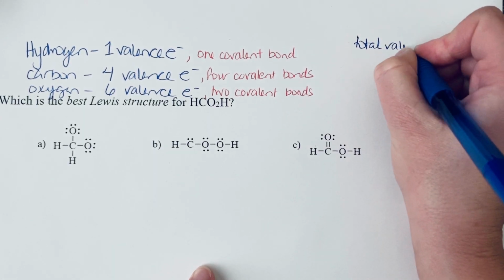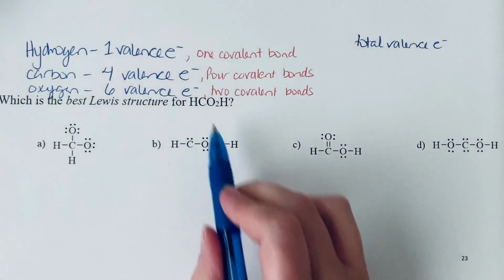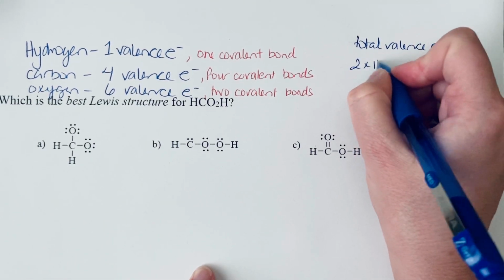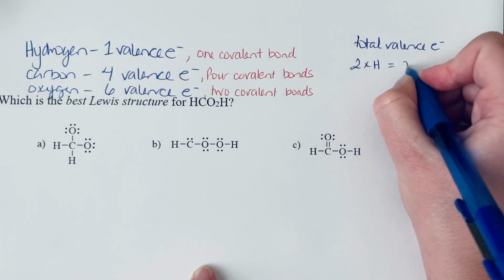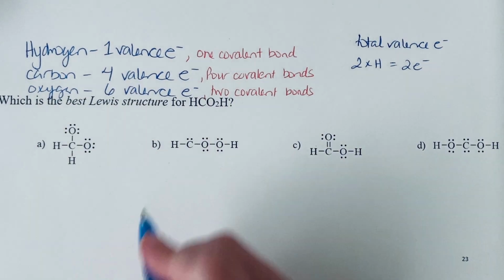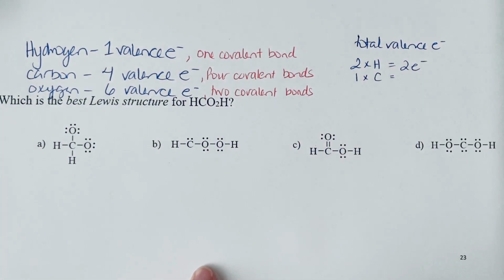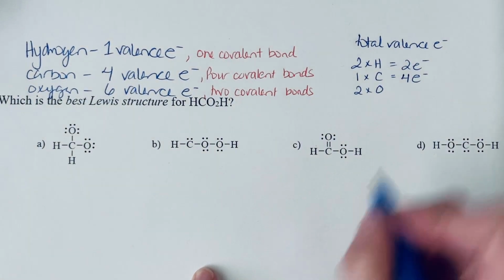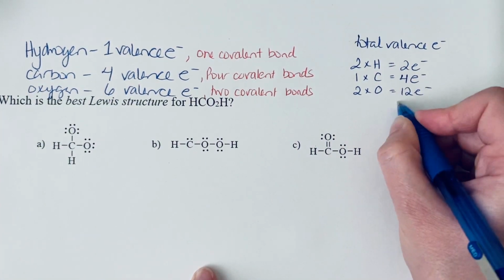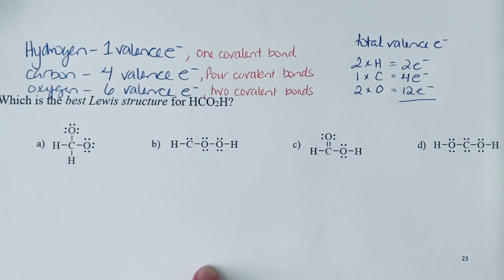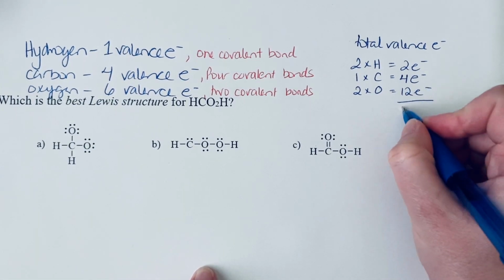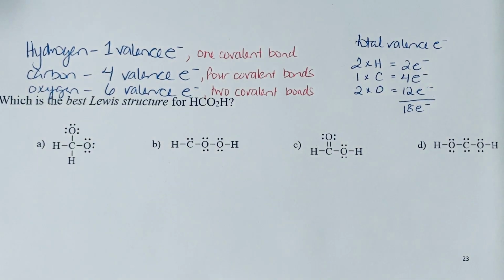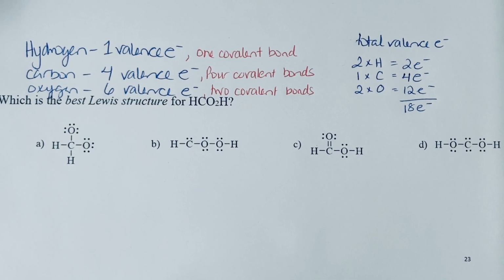So the total valence electrons is going to come from all of the atoms. So we have 2 hydrogens. They each have 1 valence electron, so that gives us 2 electrons total. We have 1 carbon atom, and carbon has 4 valence electrons. And then we have 2 oxygens, and oxygen has 6 valence electrons, so that's going to give us 12. So the correct structure then is going to have the sum of these valence electrons, which would be 18. So when we draw our structure, we want to make sure we're representing 18 electrons.